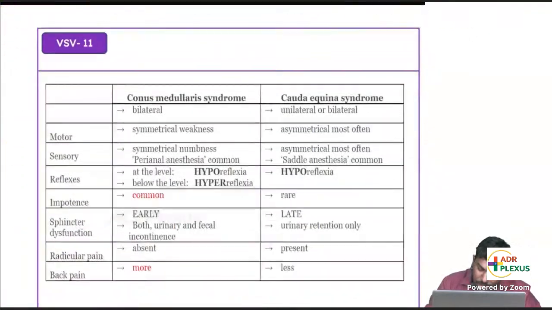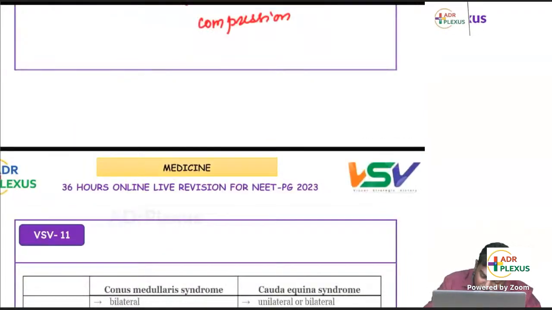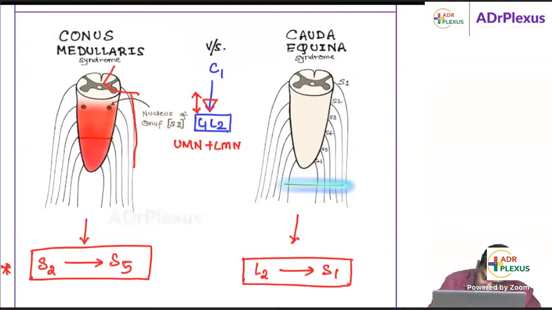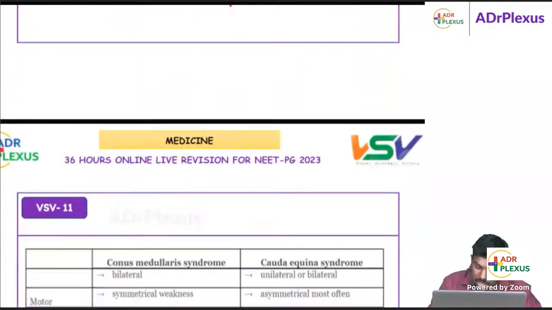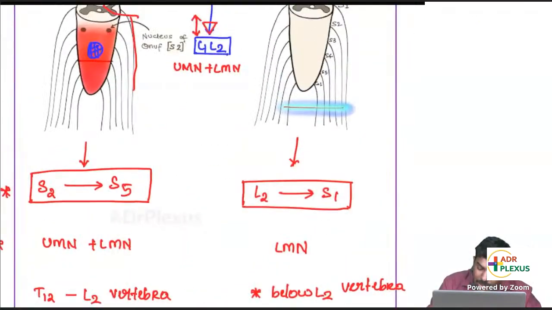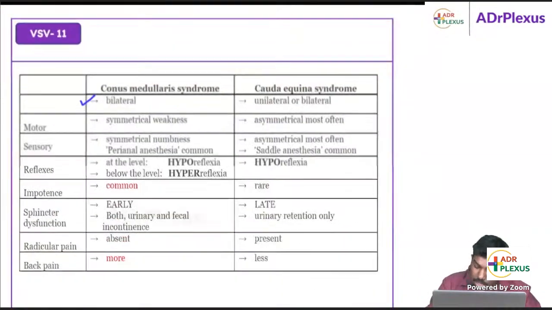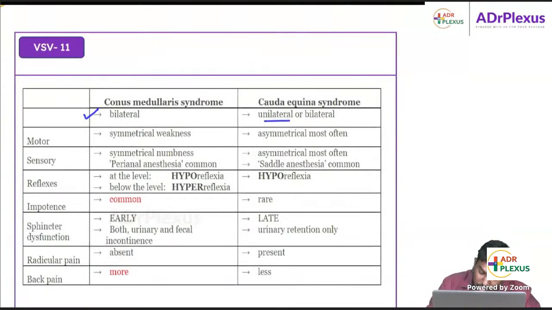Now, coming to the difference between conus medullaris and cauda equina: if you take conus medullaris, it is going to be a mass sitting here. Whenever the mass sits here, it is going to compress on both the sides, so it is going to be bilateral. Cauda equina is a cut below, so it is going to be unilateral, more common than bilateral.